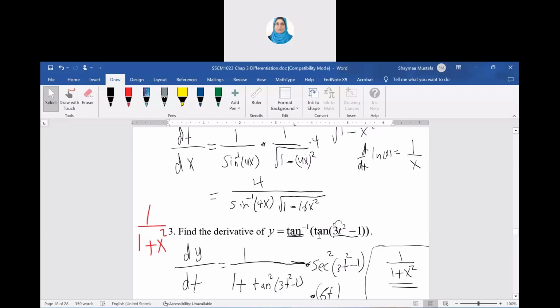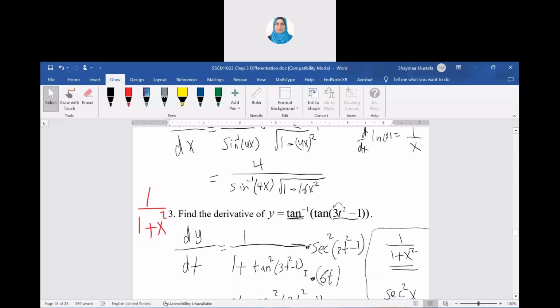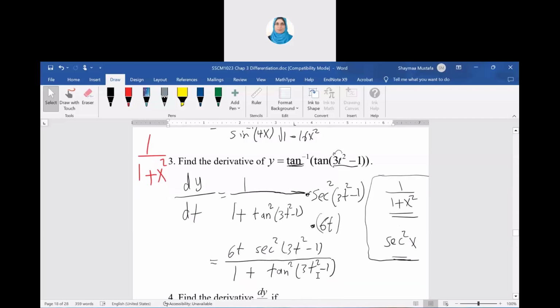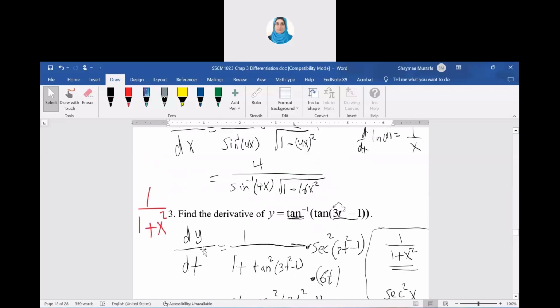Okay, then I need to go for the derivative for tan. The derivative for tan is sec squared, sec squared of (3t squared minus 1). And the derivative for 3t squared is 6t, because it is a power function, 2 times 3 is 6. So you have this one: 6t multiplied by sec squared of (3t squared minus 1) over 1 plus tan squared of (3t squared minus 1).